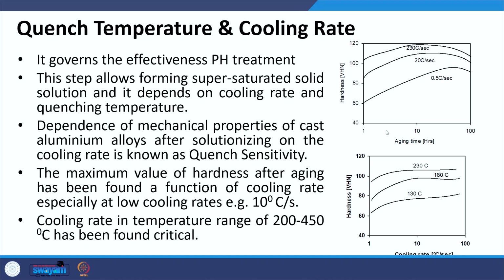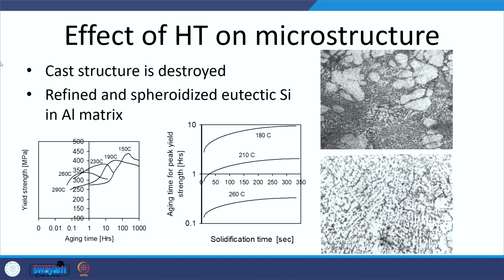And this is also what we can say: after solutionizing, we cool at different rates and give different aging times for precipitation hardening. The low cooling rate offers lower hardness as compared to the conditions when higher cooling rates are used, because higher cooling rates allow better development of the supersaturated solid solution, enabling the development of precipitates in the later stages. Now we will see the effect of heat treatment on the microstructure.